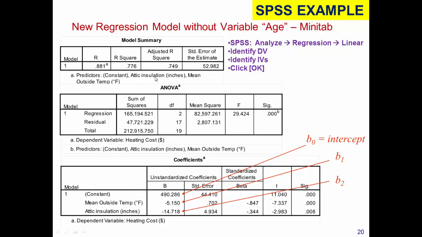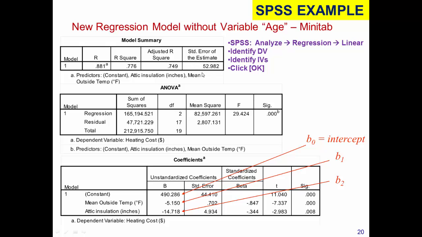Now our R squared value is 0.776, and that is the proportion of variance in the dependent variable which can be explained by all of the independent variables. So 77.6% of the variance in heating cost can be explained by the independent variables, temperature and insulation. Our adjusted R squared is 0.749. Remember, that's an adjustment to the R-squared value that penalizes the addition of extraneous predictors in our model, and it's a reference to shrinkage.